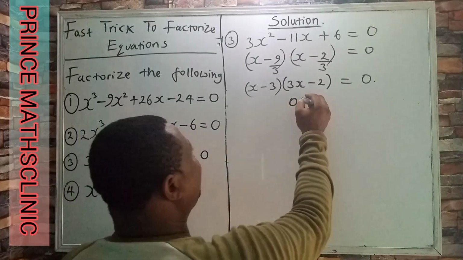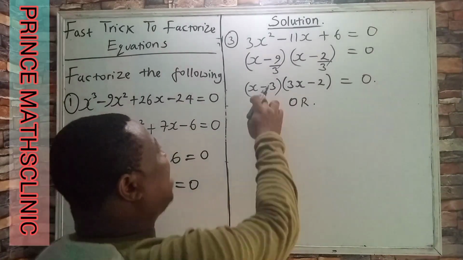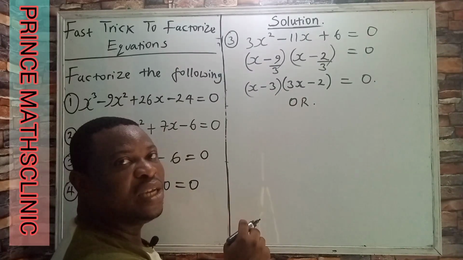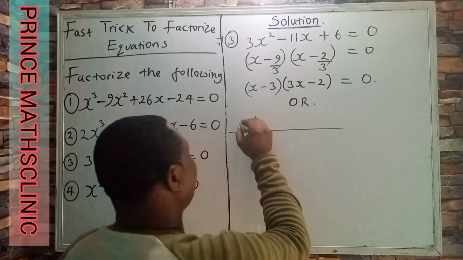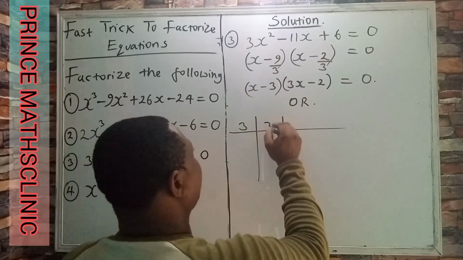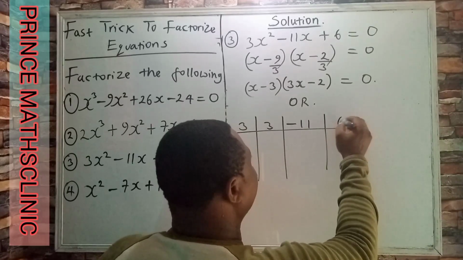Good. Then the second method I want to use is our usual method. Now, I know that if I put x to the value of 3, I'm going to get 0. So I'm going to use 3 here. So what are the coefficients here? 3. Then for the value of x, I have minus 11. Then I have positive 6.